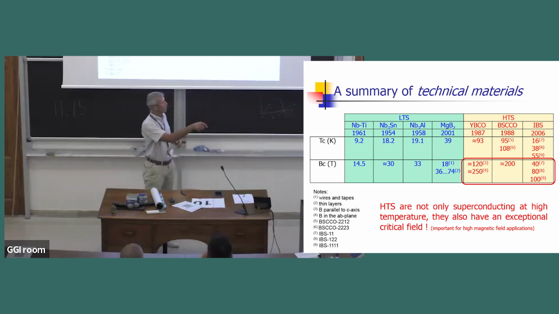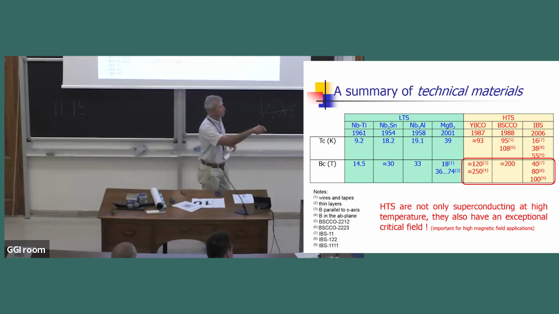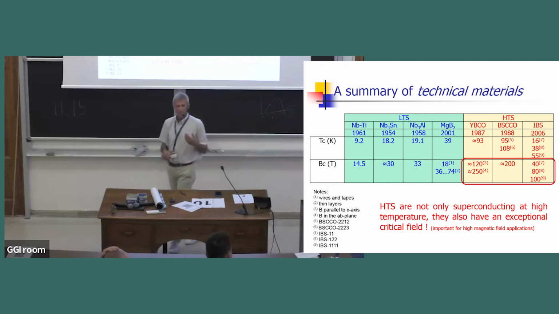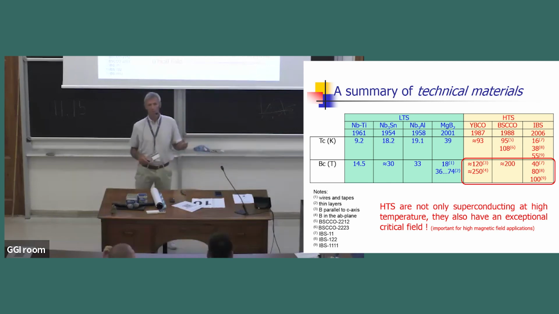So I mentioned niobium titanium. I mentioned niobium-3 tin. There used to be niobium-3 aluminum. That's actually a developmental material. You don't buy it. Magnesium diboride you can obtain. YBCO, BISCO, IBS. Okay, this is the year of discovery, and these are typical properties in terms of TC and BC. And I've already said that, but what's important is that for us, HTS are very interesting because of the high critical temperature, but especially because of the high field. So we can generate fields in excess of 20 Tesla, and for solid in excess of 40 Tesla.